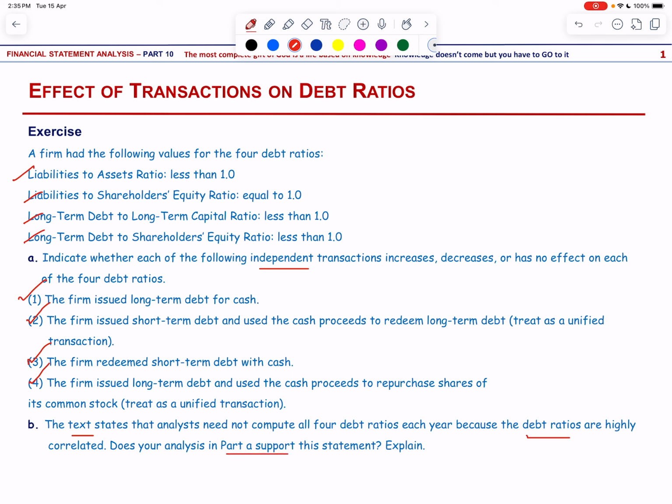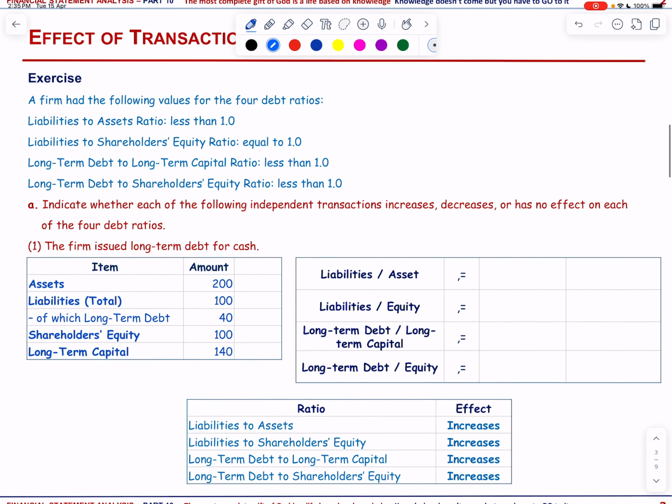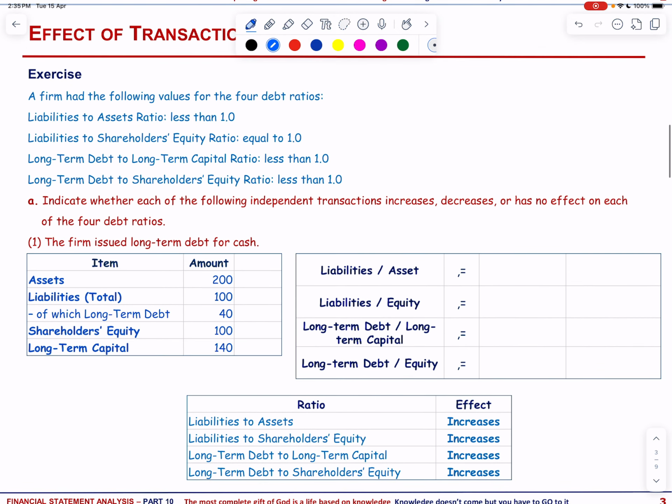Okay, so we are going to split these four parts on four different slides, and the last one we will obviously discuss in the end. So, if we look into the exercise, we have the liabilities to shareholders' equity, long-term debt to long-term capital ratio, long-term debt to shareholders' equity, and we have the first situation where the firm issued long-term debt for cash.